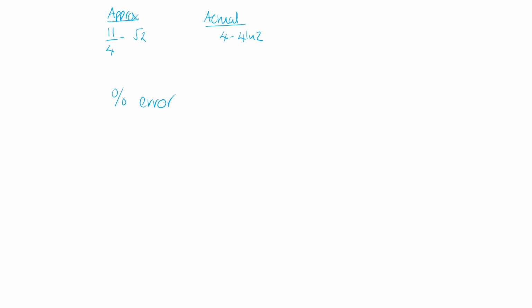So find them as decimals on your calculator and take them away from each other, the biggest minus the smallest. You just need to find the absolute difference between the two regardless of sign, and that comes out to be 0.108374, and you always divide it by the actual, which in this case was 4 minus 4 ln of 2. That gets the difference between them as a fraction of what it was meant to be, and then you just times it by 100.